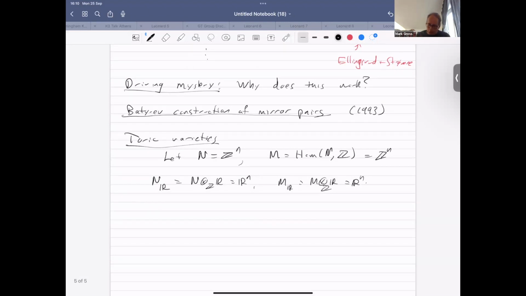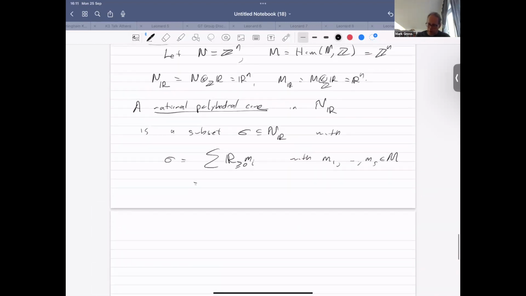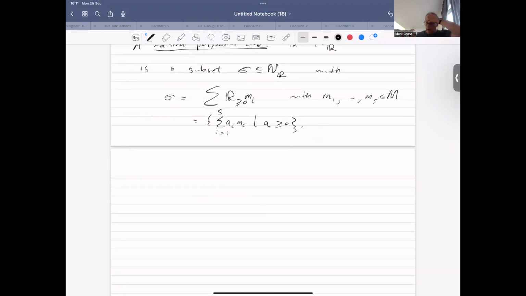Okay, now the fundamental combinatorial object is what we call a rational polyhedral cone. This will be a subset sigma contained in N_R, where I can write sigma as the set of positive linear combinations of some set of vectors m_1 up to m_s being in N. So this just means the set of all things of the form sum of a_i m_i, with i equal 1 to s, with a_i greater than or equal to 0. So m_1 through m_s are called the generators of the cone sigma.